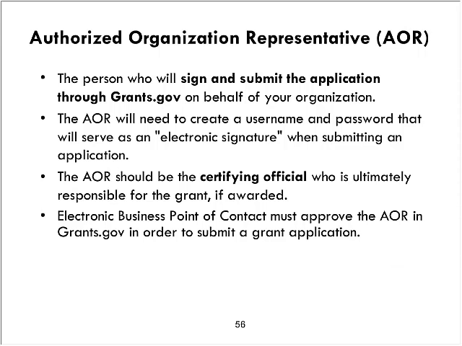Authorized organization representative. Keep in mind you will need to have an AOR. This is the person who will sign and submit the application through grants.gov on behalf of your organization. The AOR is going to need to create a username and password that will serve as the electronic signature. The AOR should be the certifying individual who is ultimately responsible for the grant if awarded. And then the electronic business point of contact must approve the AOR in grants.gov in order to submit a grant application.